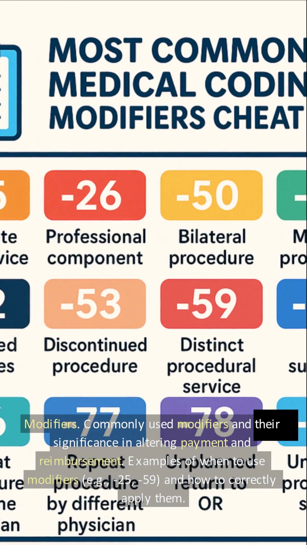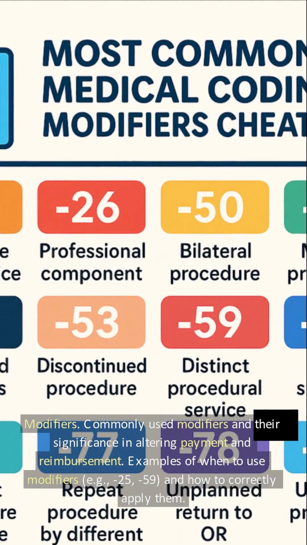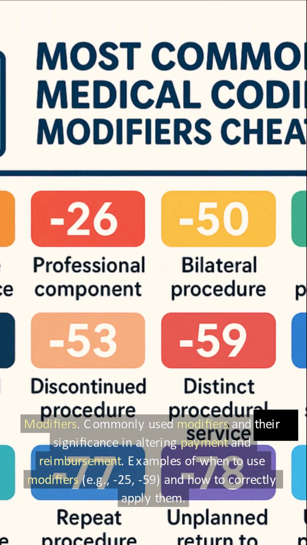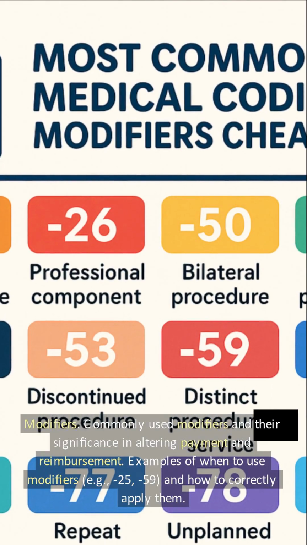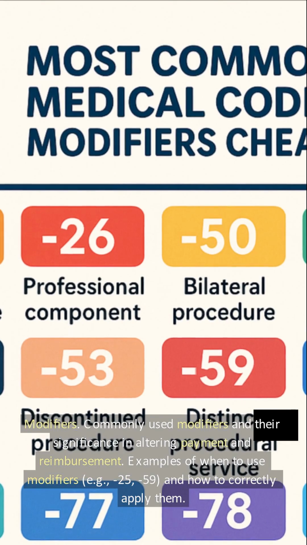Modifiers: Commonly used modifiers and their significance in altering payment and reimbursement. Examples of when to use modifiers, e.g., AAPC 2559, and how to correctly apply them.